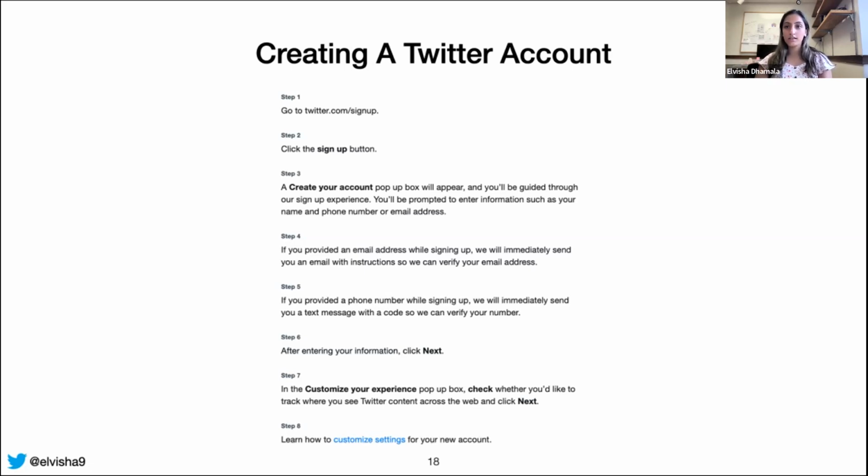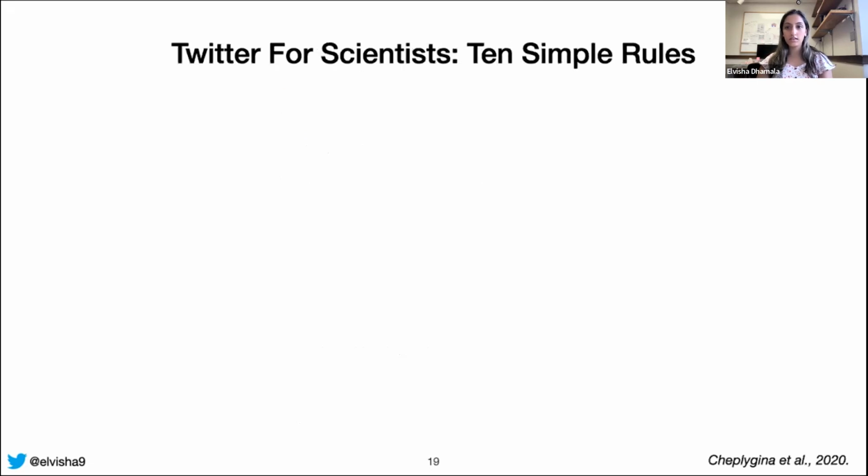All right, so I'm going to move on to the next section. This is something that I've taken from a paper by Cheplagina et al. from 2020. They wrote a paper called 10 Simple Rules for Getting Started on Twitter as a Scientist. I'm going to go through each rule or tip and summarize it and provide my own perspective on it as well. But definitely check out the paper if you're interested. I can put it in the chat later, because some of what I'm saying is different from what the authors have focused on in this paper itself. So let's go through the list.